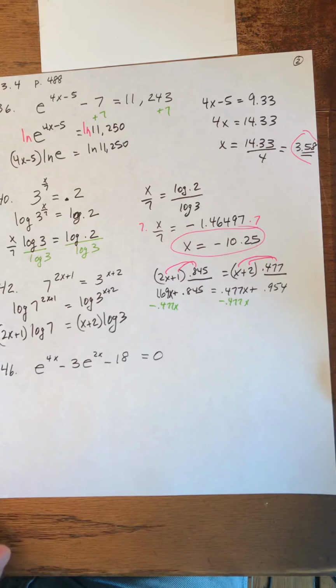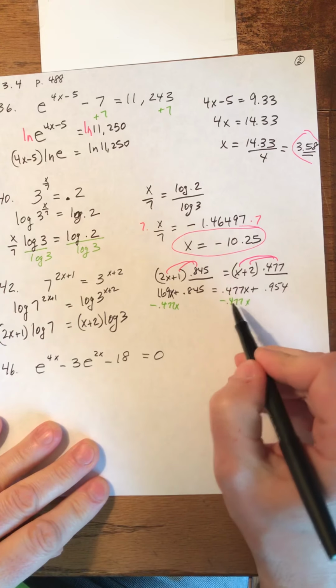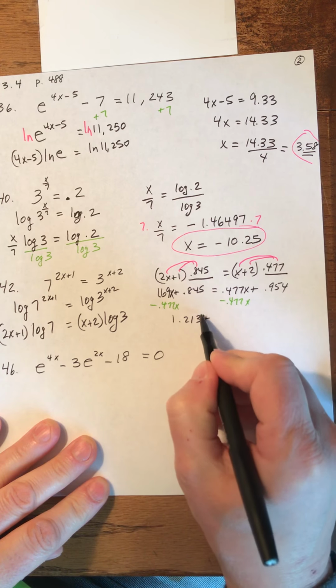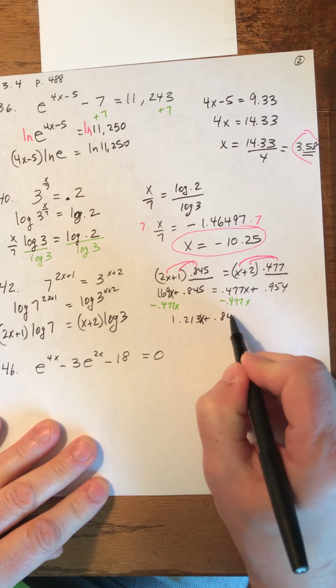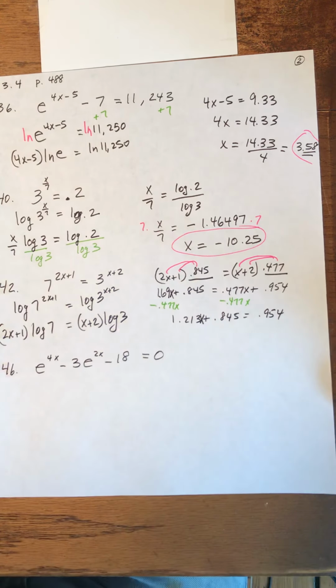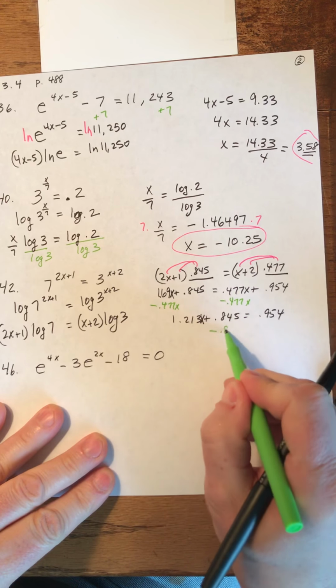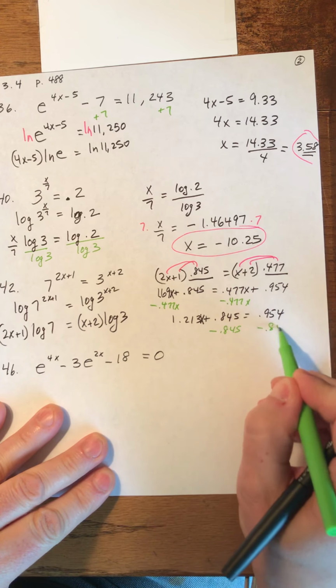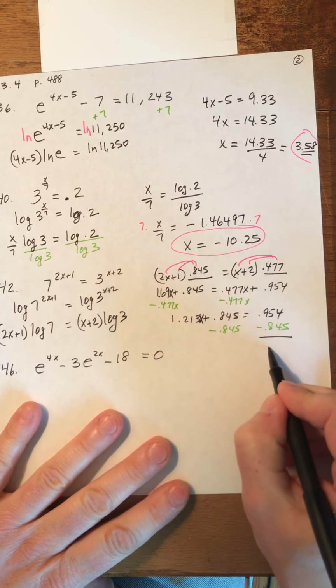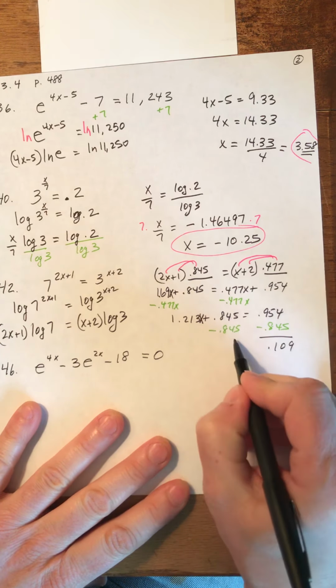If you have to pause the video, you can do that because I'm moving kind of quick. These cancel, and I'm going to get 1.213x plus 0.845 equals 0.954. I'm now going to subtract this one over to the other side to get the numbers together, just like I got the letter terms together. So 0.954 minus the 0.845 comes out to be 0.109.